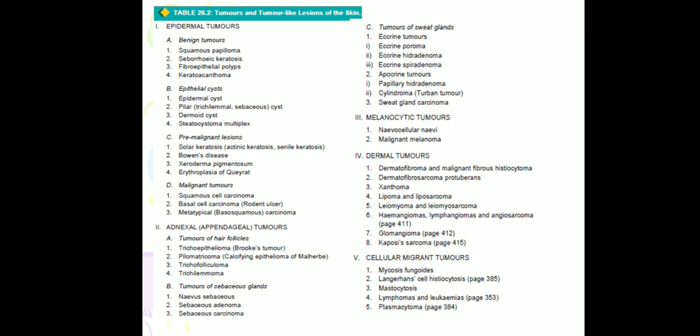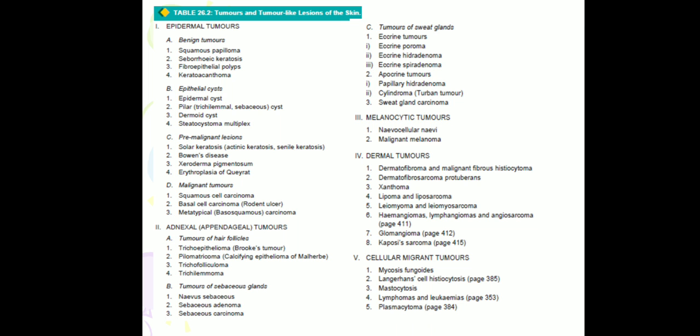There are epidermal tumors, adnexal tumors, tumors of the sweat glands, melanocytic tumors, dermal tumors, and cellular migrant tumors. Under epidermal tumors, you have benign tumors. In that, you have squamous papilloma, seborrheic keratosis, fibroepithelial polyps, and keratoacanthoma. Epithelial cysts like epidermal cyst, pilar cyst, dermoid cyst, steatocystoma multiplex. Pre-malignant lesions include solar keratosis, Bowen's disease, xeroderma pigmentosa, and erythroplasia of Queyrat.